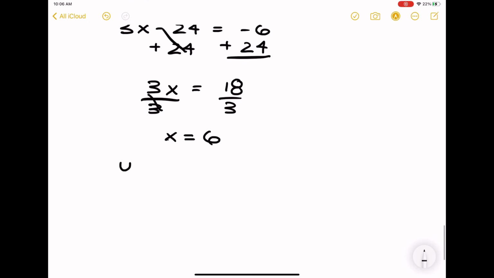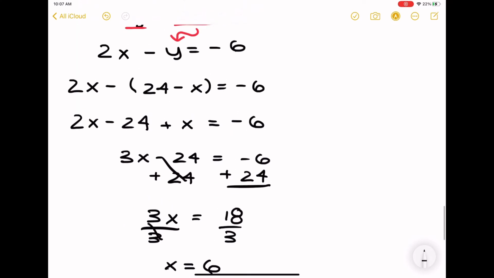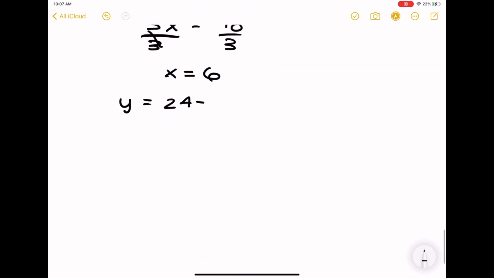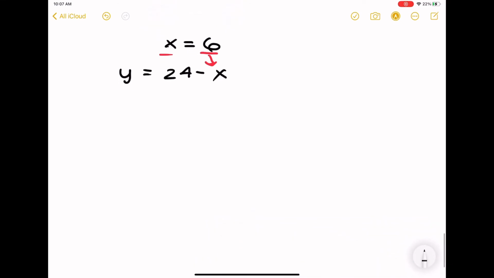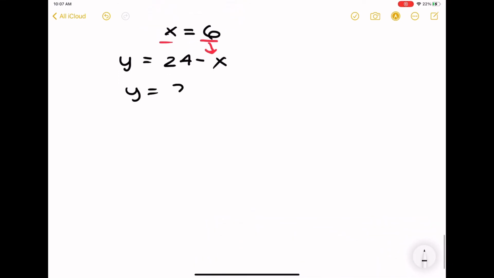So we'll go ahead and plug x in for y is equal to 24 minus x. So we'll have y is equal to 24 minus 6. And once we simplify that, we get y is equal to 18. So our final answer is x is equal to 6 and y is equal to 18.